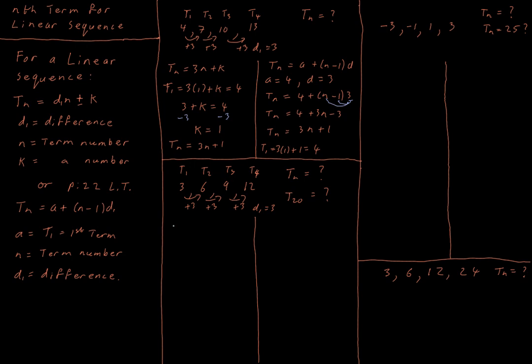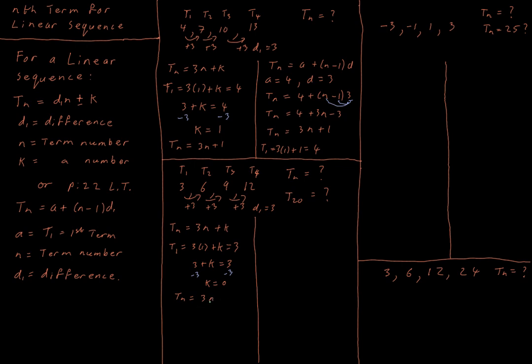Looking at our first method, I know that my pattern should look something like the difference times my term number plus some constant. And I know that the first term should be 3. So T1 should be equal to 3. So I have 3 plus k must be equal to 3. Well, if I rearrange that, k must just be equal to 0. That's a little bit unusual, but it's no great crisis. It just means that my pattern looks even simpler. It's going to be 3n plus 0, or just 3n.